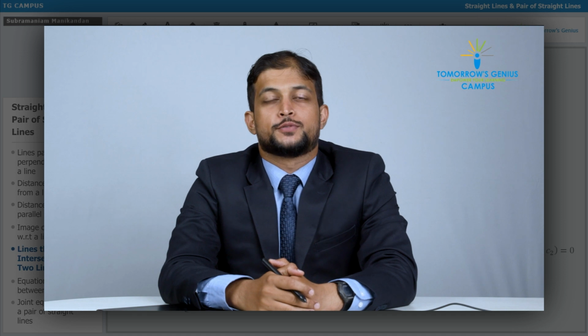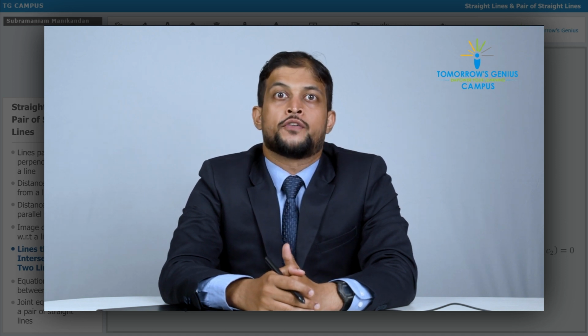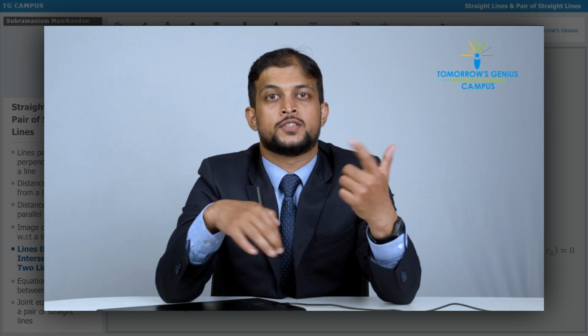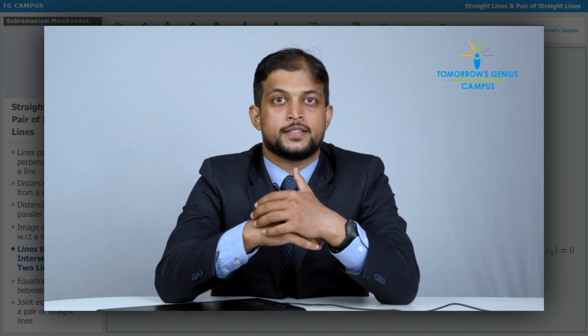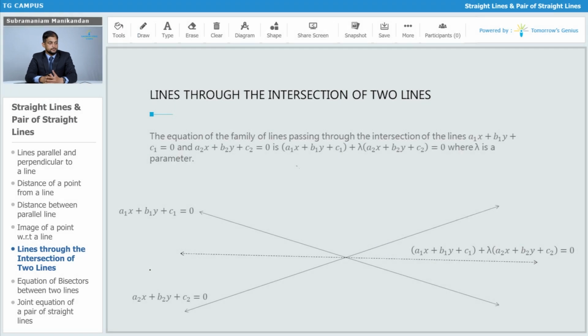If we have two lines which are intersecting each other, is it possible to find the equation of any other line which passes through the point of intersection of these lines so that the three lines are concurrent? Yes, it is. And here is how it is done. Lines through the intersection of two lines. The diagram is shown for your benefit.